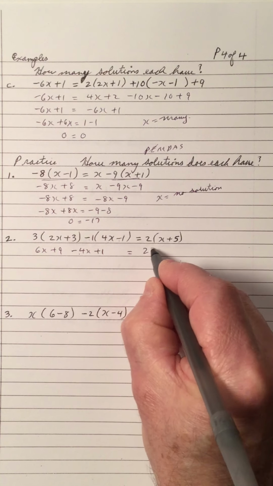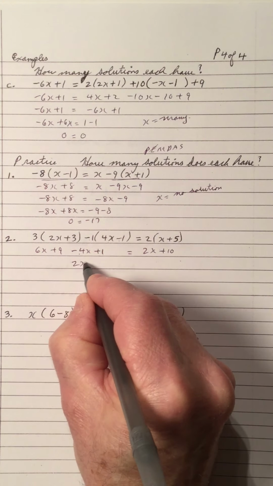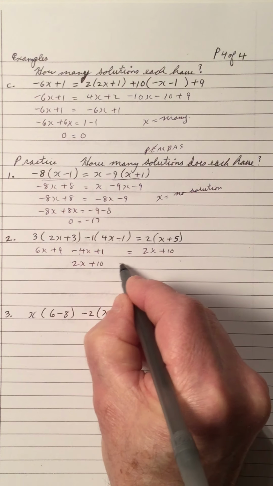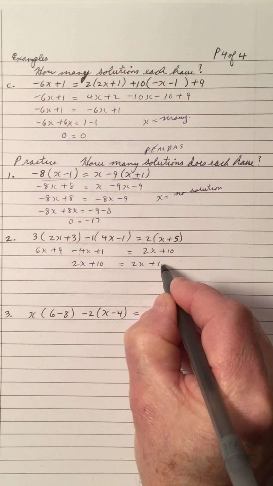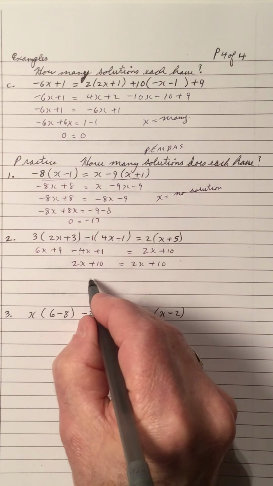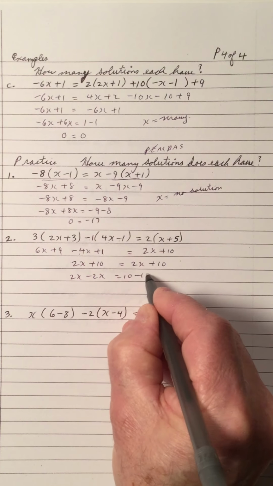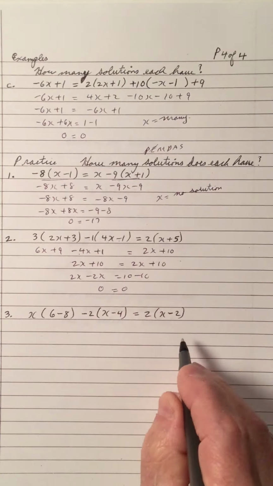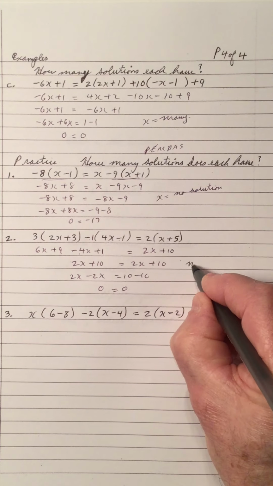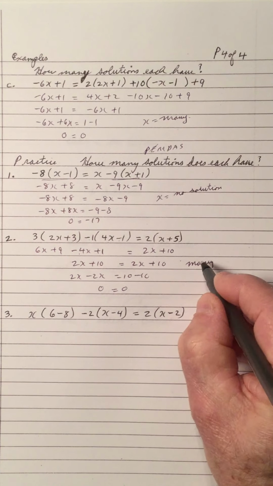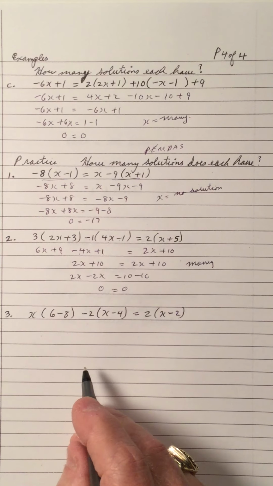And we go 2 times x, 2 times 5. And we add up the like terms. 2x plus 10 equals 2x plus 10. So 2x minus 2x equals 10 minus 10. 0 is 0. And we got 0 equals 0. That means that's what? We have many solutions. There are many solutions to this because 0 equals 0.